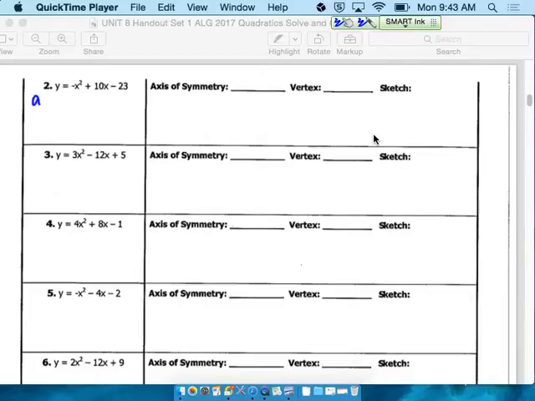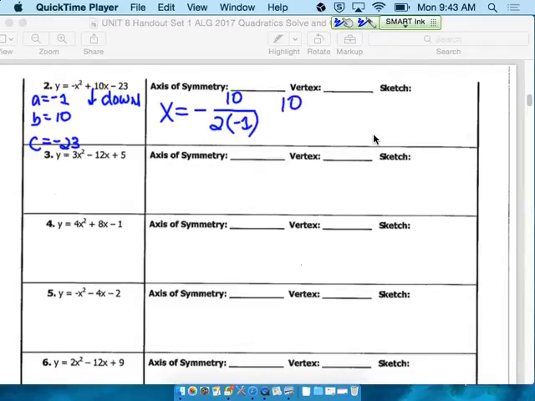Let's identify a, b, and c. A is negative 1, b is 10, c is negative 23. So this graph will turn down, since the lead coefficient is negative 1, this graph will open down, concave down. The axis of symmetry is going to be negative 10 over 2 times negative 1. So that gives me 10 over 2, since I have 2 negative signs. So that means this value is 5. So this is going to be the vertical line, x equals 5.